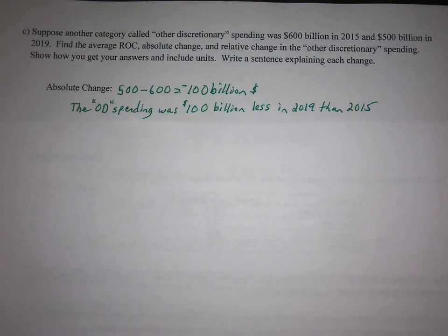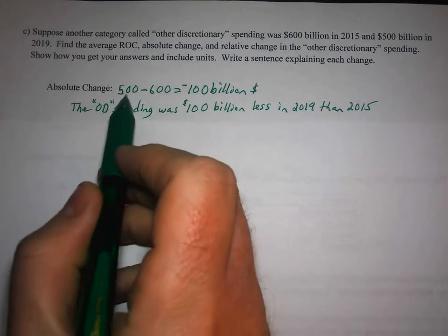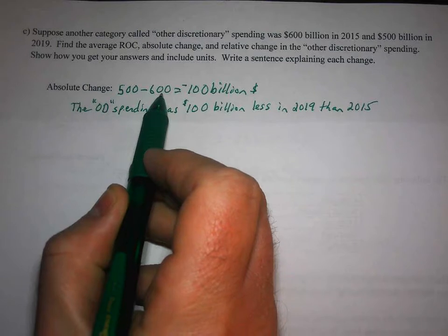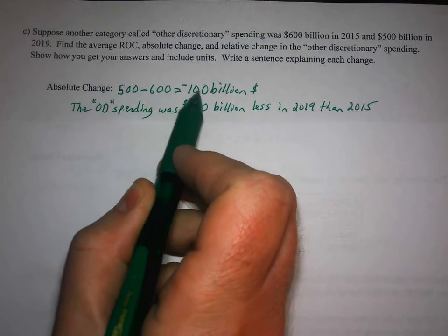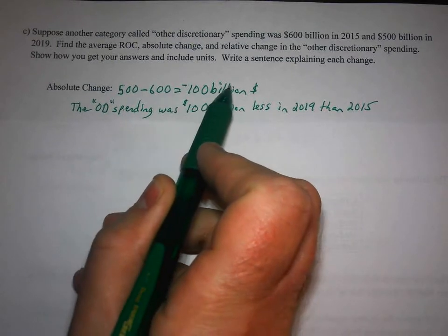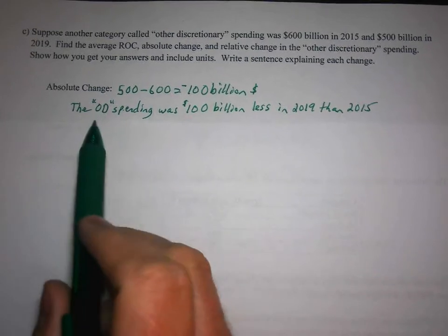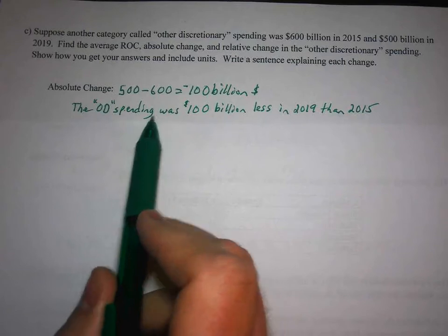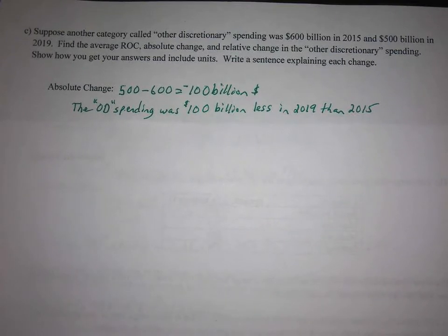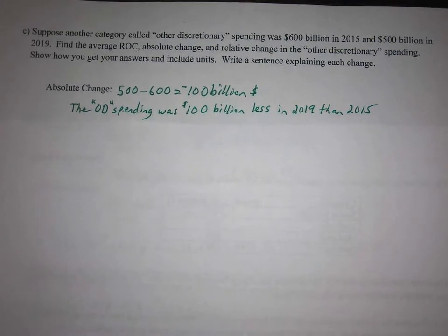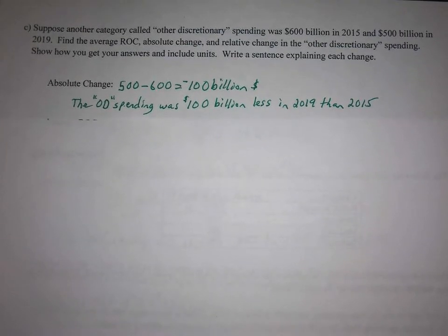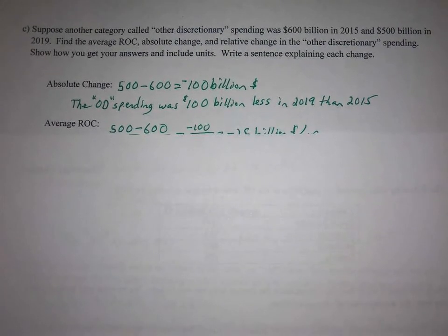Okay, so absolute change, new minus old. The newer value is 500 billion. The older value was 600 billion. Notice you get negative 100 billion. And that just means the OD, for other discretionary, spending was $100 billion less in 2019 than in 2015. So that negative tells you that the spending went down or was less.